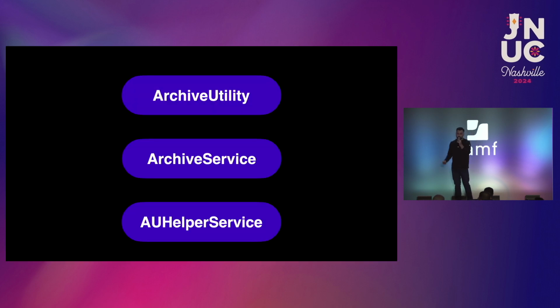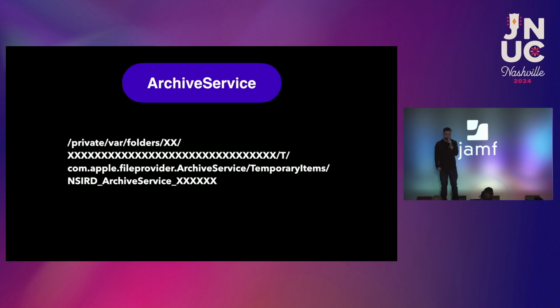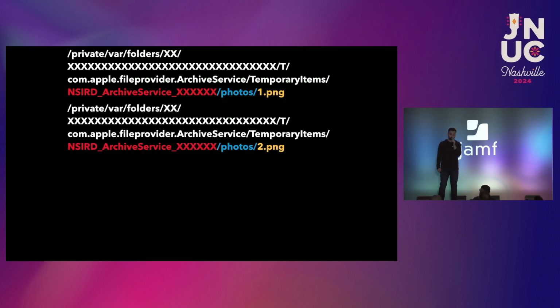There are a number of processes involved when extracting an archive. This includes Archive Utility, Archive Service, and AU Helper Service. Let's start by looking at Archive Service. Archive Service is a process that writes extracted contents to a temporary directory located at a path prepended with the name NSRD Archive Service. Within this temporary folder, it will hold our extracted archive files and folders. Here we can see our photos folder as well as various images that we've included.